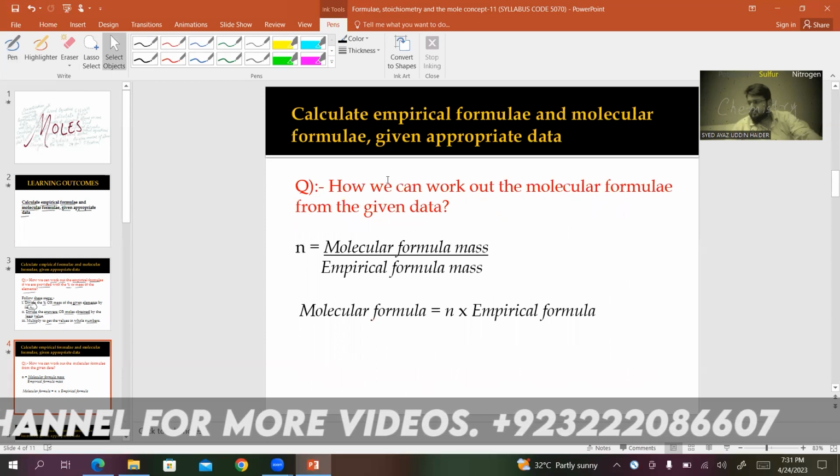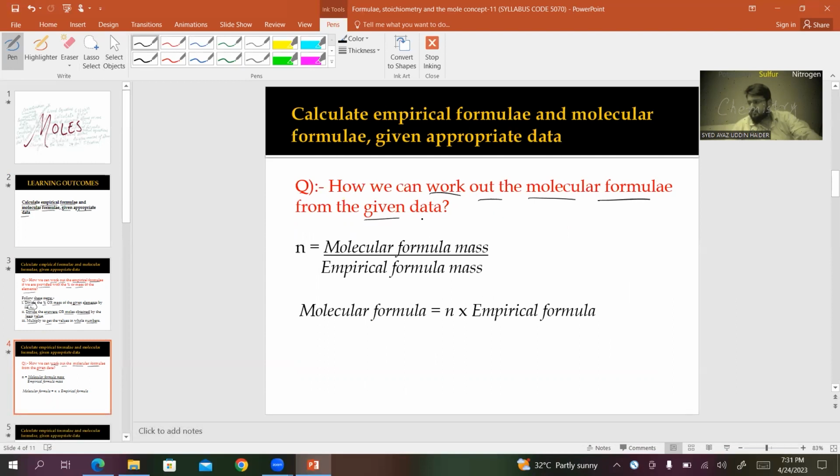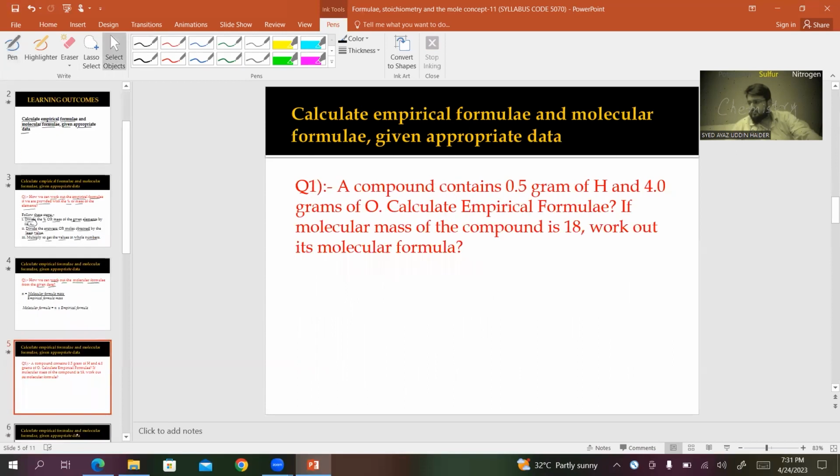Now, how can we work out the molecular formula from the given data? We'll use this: n is equal to molecular formula mass divided by empirical formula mass. We'll get the answer in a whole number, and then we'll multiply that whole number with each number of atoms in the given formula.